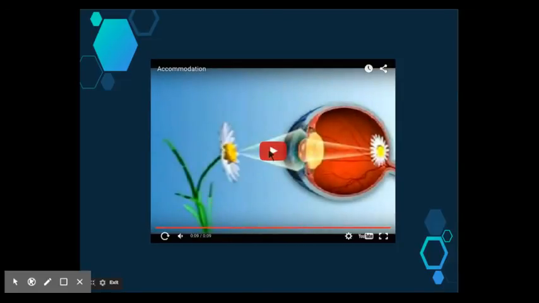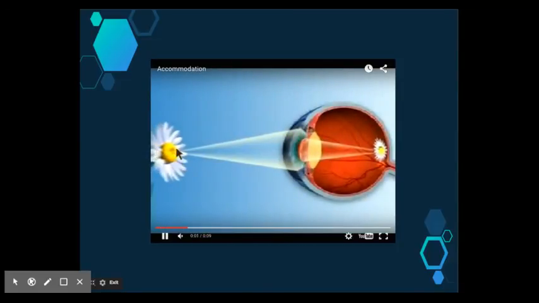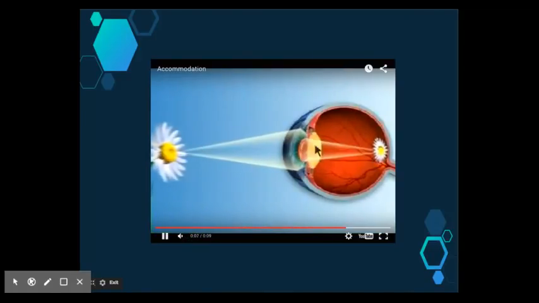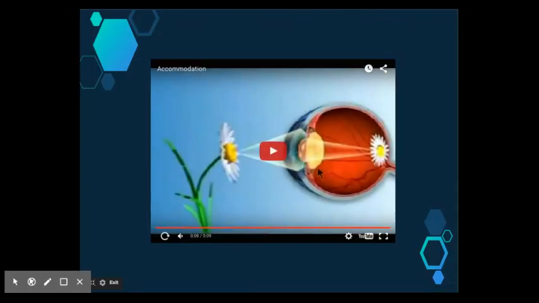So if we just play that again, as we can see, as a flower gets closer, the lens becomes rounder, and as it moves further away, the lens becomes flatter.